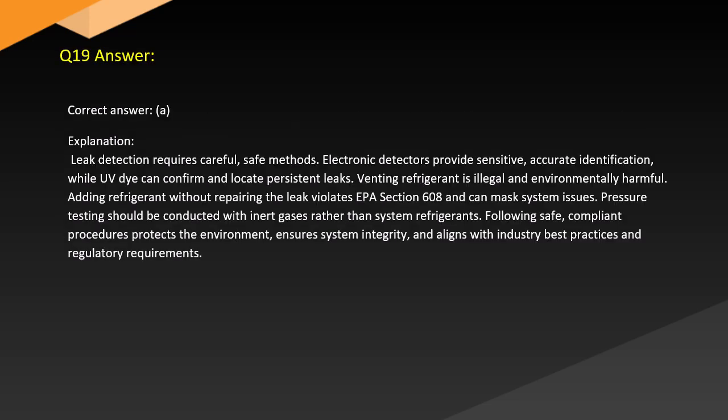Answer. Correct answer, A. Explanation. Leak detection requires careful, safe methods. Electronic detectors provide sensitive, accurate identification, while UV dye can confirm and locate persistent leaks. Venting refrigerant is illegal and environmentally harmful. Adding refrigerant without repairing the leak violates EPA Section 608 and can mask system issues.